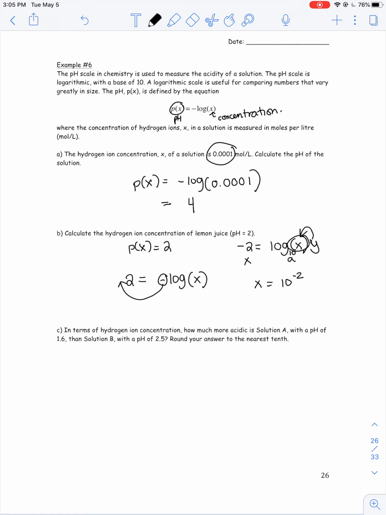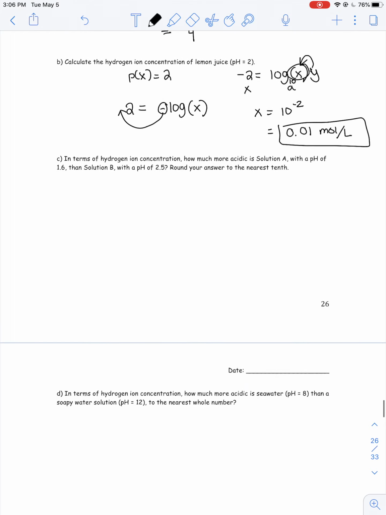So it's always going to be y equals, so x equals a to the power of x. So that is our concentration. So if you go 10 to the power of -2 in your calculator, you're going to get that the concentration is 0.01, and that would be in moles per liter.